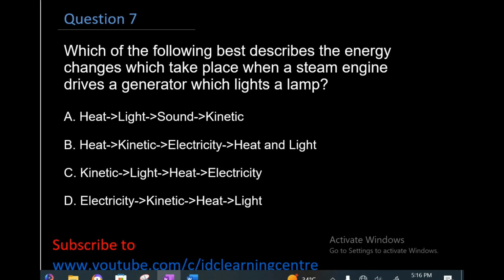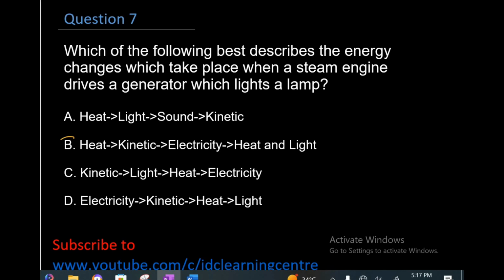A. Heat to light to sound to kinetic. B. Heat to kinetic to electricity to heat and then light. C. Heat, kinetic to light to heat to electricity. D. Electricity to kinetic to heat and then to light. So the correct answer for this question is option B. Option B is the right answer for this.